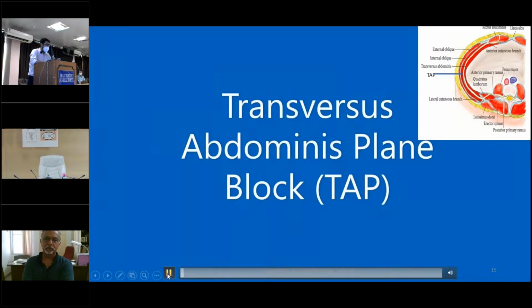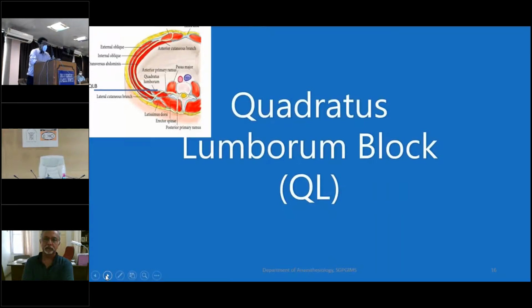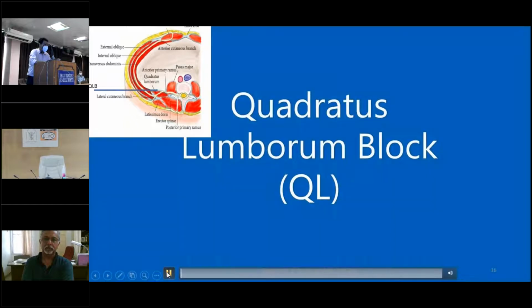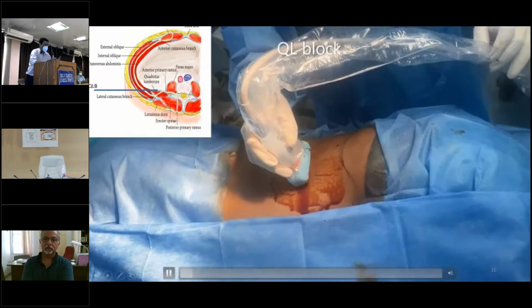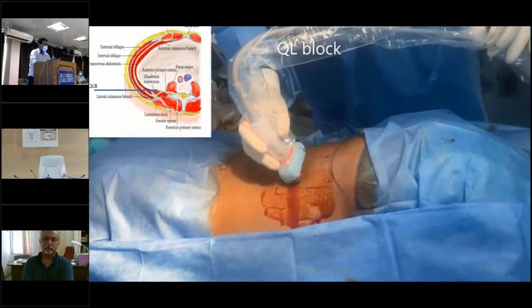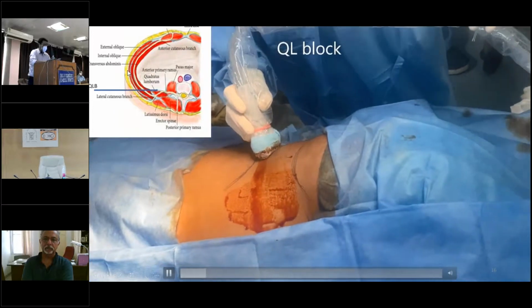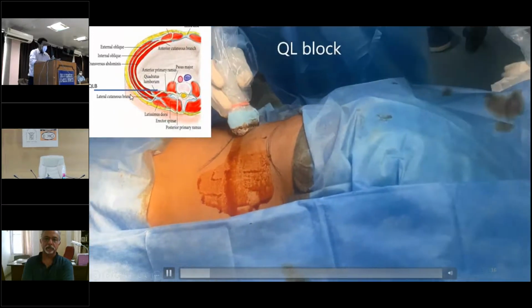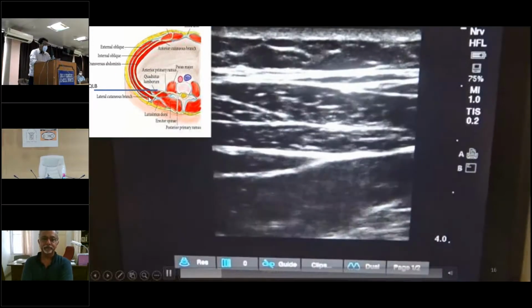Now we will move on to the next block. That is the quadratus lumborum block. The patient is in the same position, that is the kidney or flank position. Here we start scanning from the midline. We identify these three muscles, but we keep on scanning posteriorly till we can find these three muscles tapering.